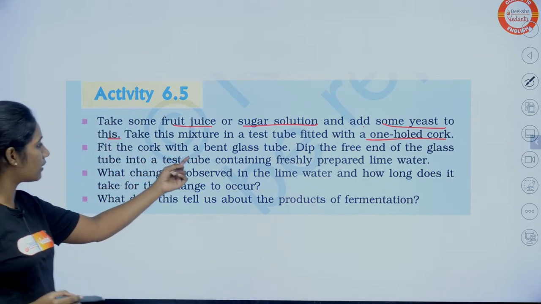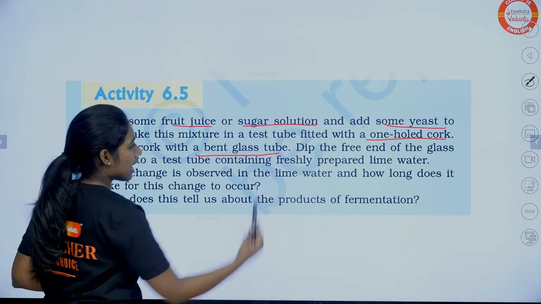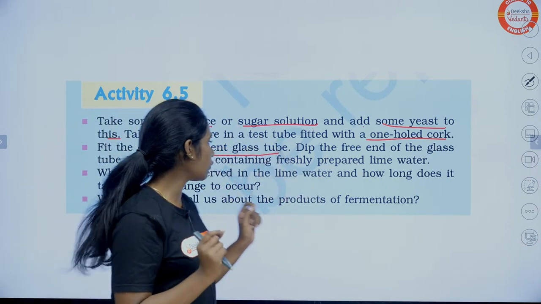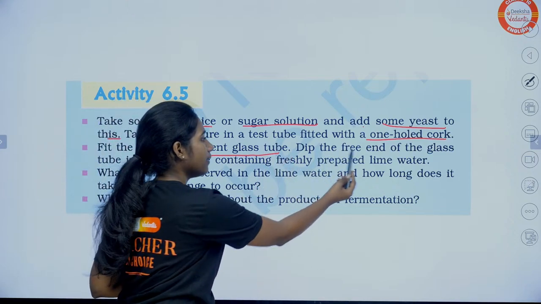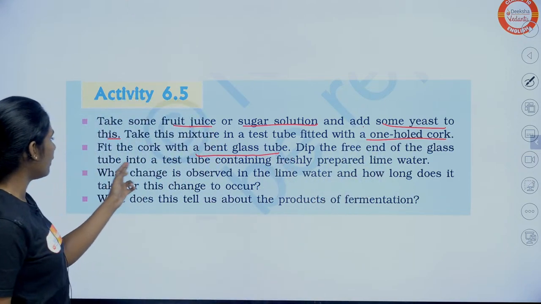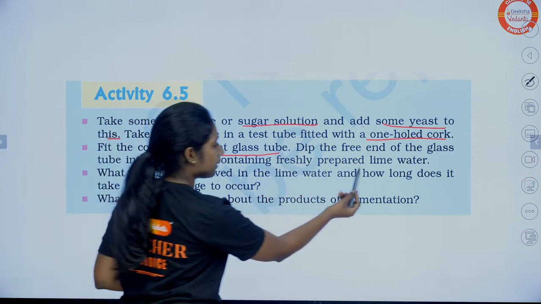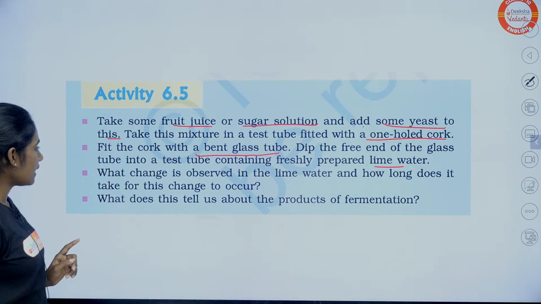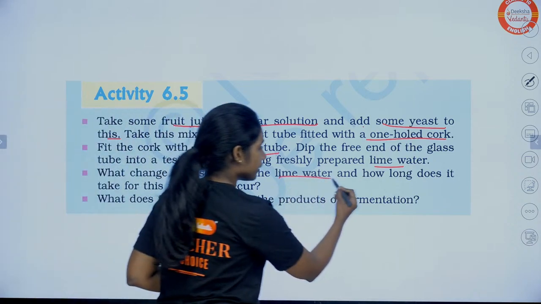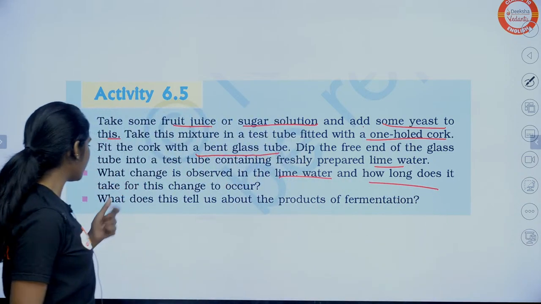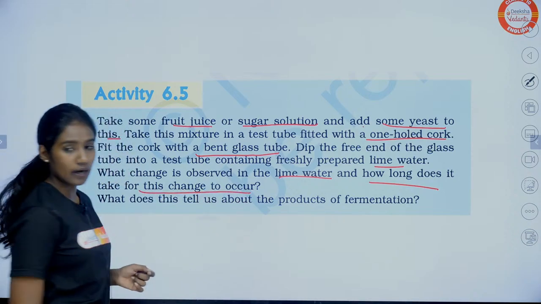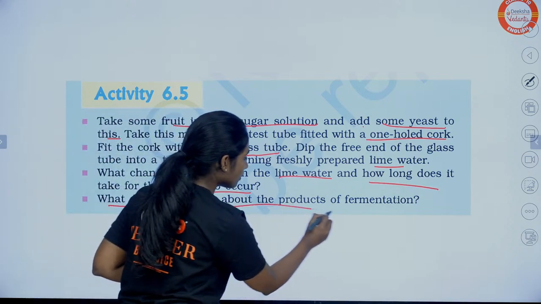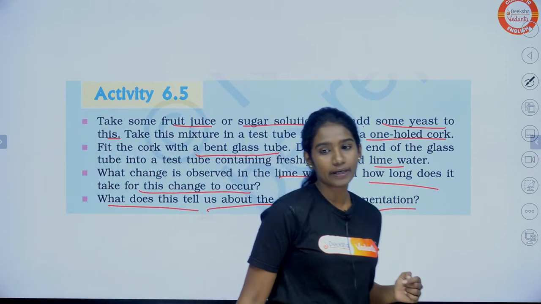And through that hole, we fit a bent glass tube. Then what are we doing? Dip the free end of the glass tube into the test tube containing freshly prepared lime water. What change is observed in the lime water and how long does it take for this change to occur is the question. And then what does this tell us about the products of fermentation?